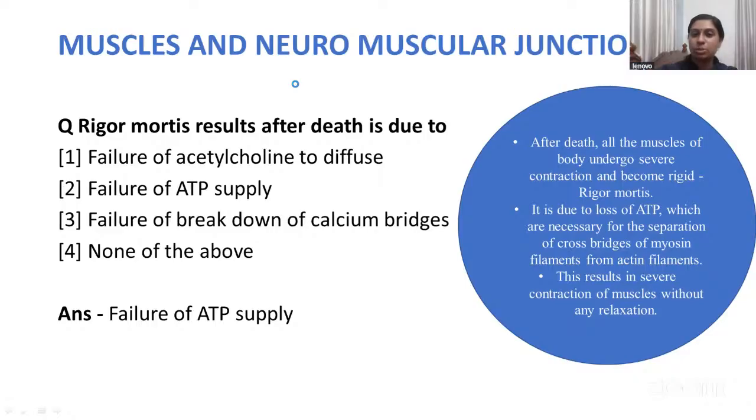So what is the purpose of ATP in muscle contraction? After the muscle contraction, in order to separate the cross bridges formed between the actin and myosin components of the muscles, we need ATP. After death, we have loss or depletion of ATP, so the cross bridges are not separated and hence permanent contraction of muscle occurs in all parts of the body without any relaxation. That's what we call rigor mortis.